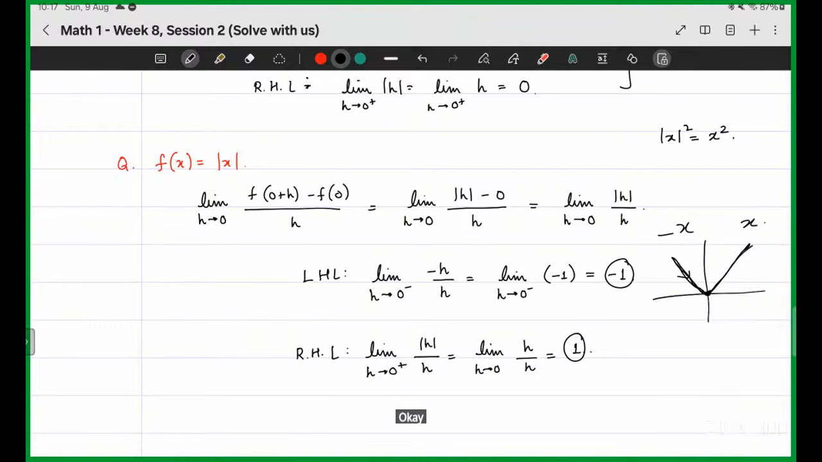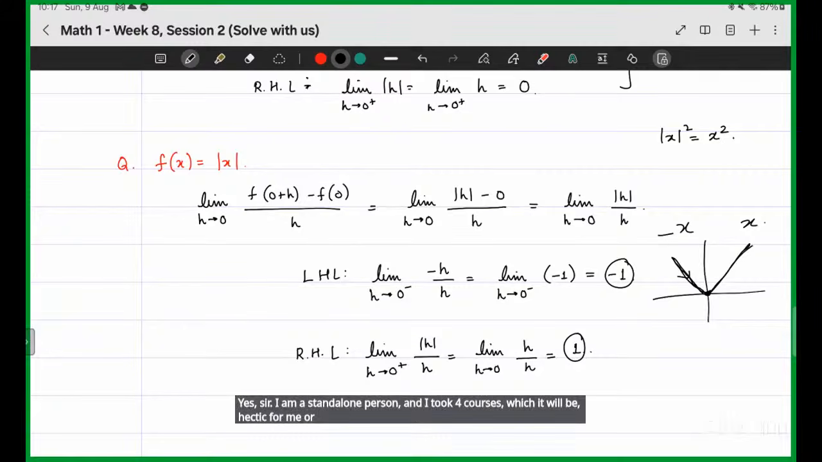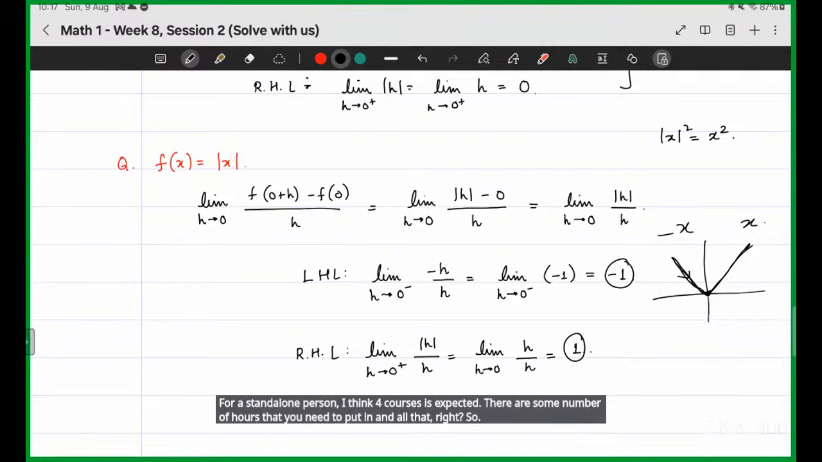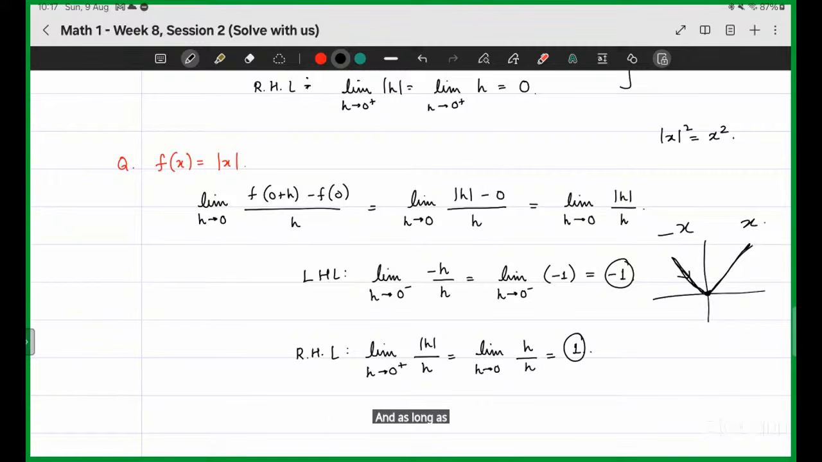Okay, sir. Hello, sir. Yes, go ahead. I am a standalone person and I took 4 courses. Will it be hectic for me or not? For a standalone person, I think four courses is expected. There are some number of hours that you need to put in and all that, so I hope you have taken a look at that. As long as you're meeting those, it should be fine.